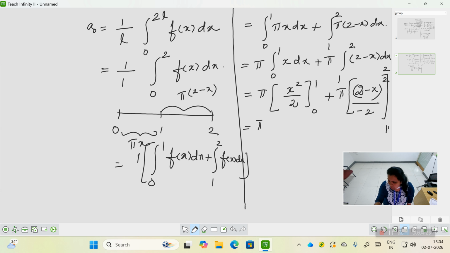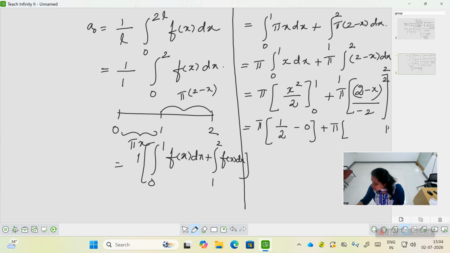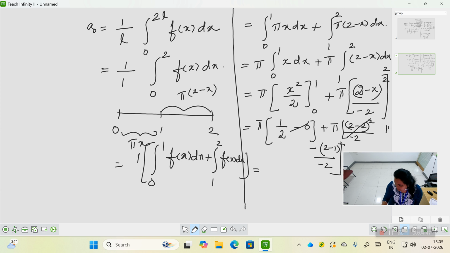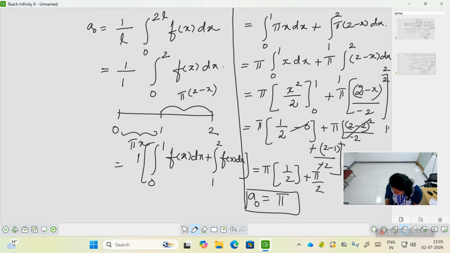Now substitute the limits: 1 by 2, and the lower limit is 0. Here also we substitute the limits, the upper limit is this term, and the lower limit is minus 2 minus 1 the whole square by minus 2. So this term vanishes, and this term also vanishes. So you get pi into 1 by 2, and when you calculate, minus into minus gives plus, you get pi by 2. So you get the answer as pi. So a naught value is pi. We have calculated the first constant a naught.